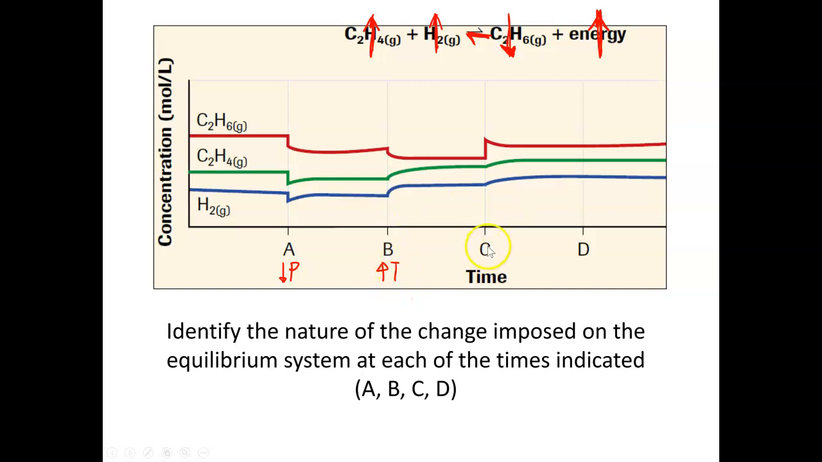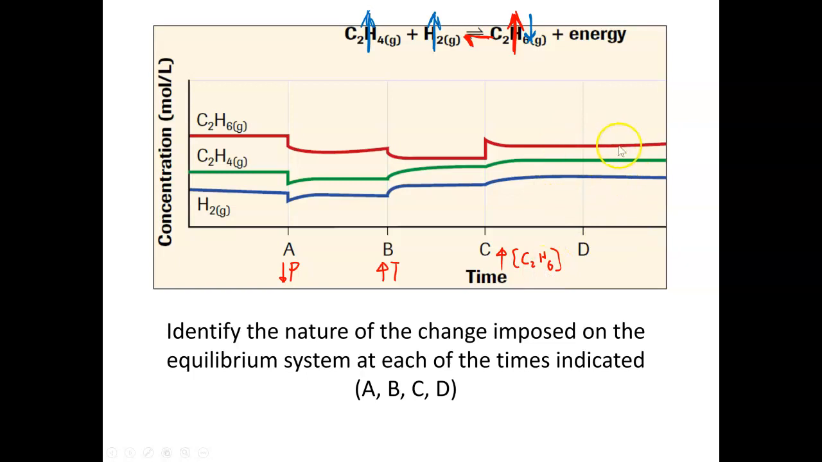Now at point C, I think it's pretty obvious. You can see that C2H6 has received a boost, again making the reverse direction more likely to occur. With more C2H6, more of them will break up per second. Again, that will result in a decrease in C2H6, which is what we see, while both H2 and C2H4 will increase. So at point C, we have increased the concentration of C2H6.